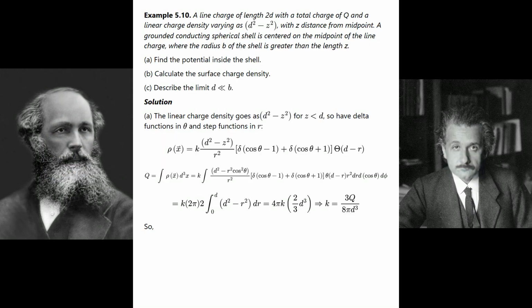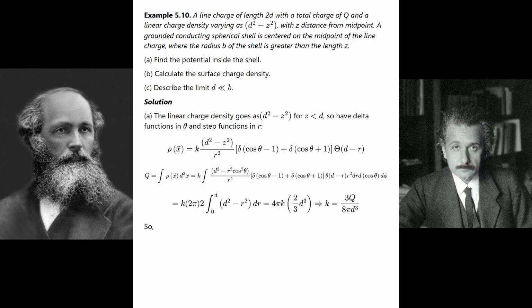Example 5.10. A line charge of length 2d with a total charge of q and a linear charge density varying as d squared minus z squared, with z the distance from the midpoint. A grounded conducting spherical shell is centered on the midpoint of the line charge, where the radius b of the shell is greater than d. A. Find the potential inside the shell. B. Calculate the surface charge density. C. Describe the limit d much less than b.